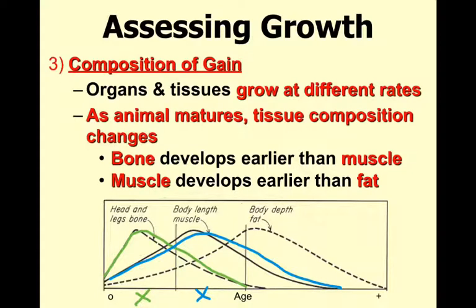Then as those animals mature, what we wind up seeing is the fat, the other dashed line, matures last in terms of how much body fat they acquire based upon age. And so composition of gain is another way to assess growth. Actually, some of the beef nutrient requirements use composition of gain as part of determining their nutrient requirements in some of the computer models that we talked about last time.